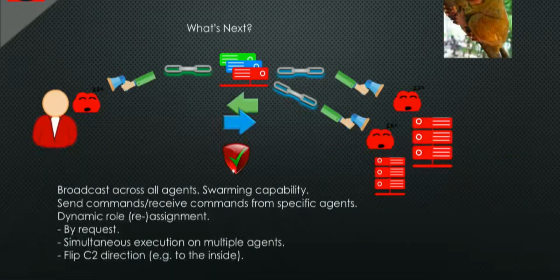Because every agent has its own configuration and ID, you can create a logic where you say, I'm only listening for ID XYZ coming from this particular machine. So you can have a swarm capability where you are broadcasting requests and getting responses from where you need to be. So you can bring in a friend, right? A different agent that would be taking over your C2 capability, and you can hand it off. You can change the role and hand it off to another guy. So simultaneous execution on multiple agents may be possible. Flipping C2 direction may be possible.